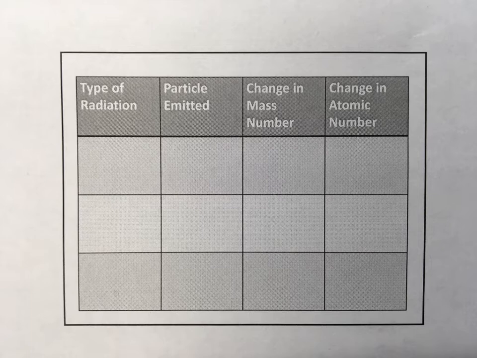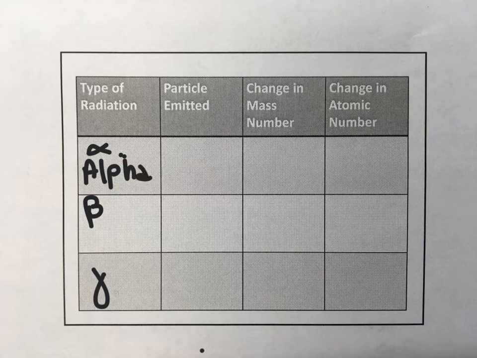So we're going to talk about three types of nuclear radiation: alpha, beta, and gamma. They're represented by the Greek symbols of their name. So in this example, these particles are going to be emitted or ejected out of the nucleus of our isotopes. So they're going to remove themselves from the nucleus.